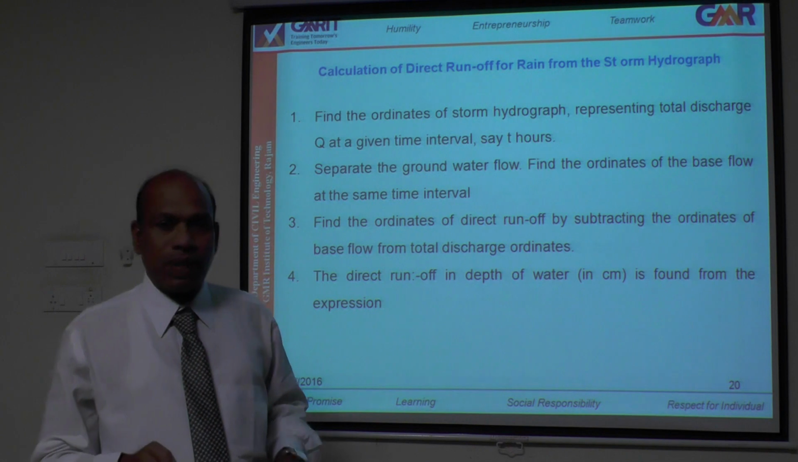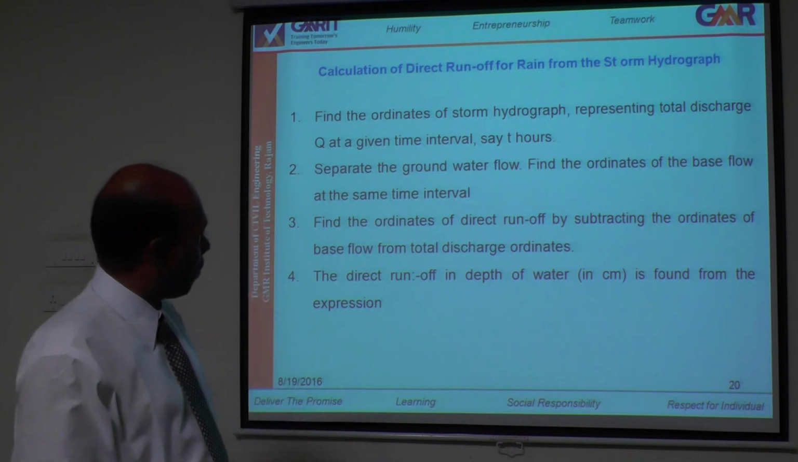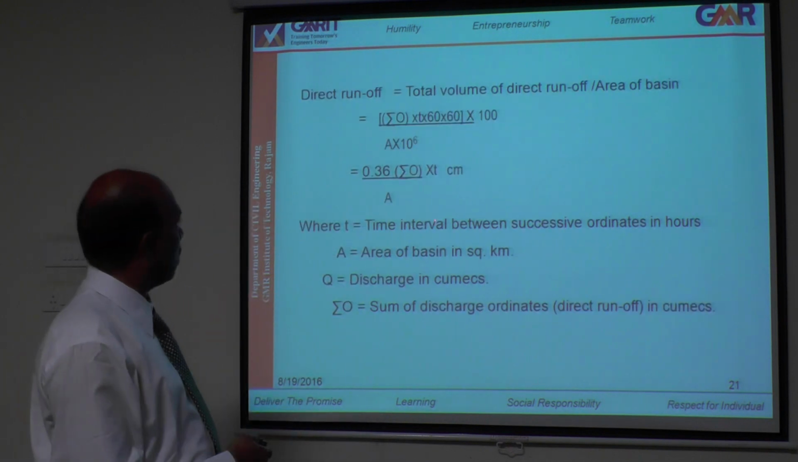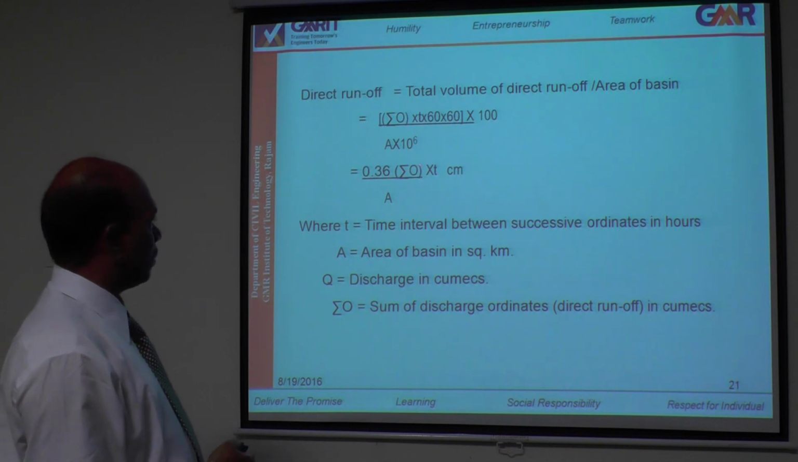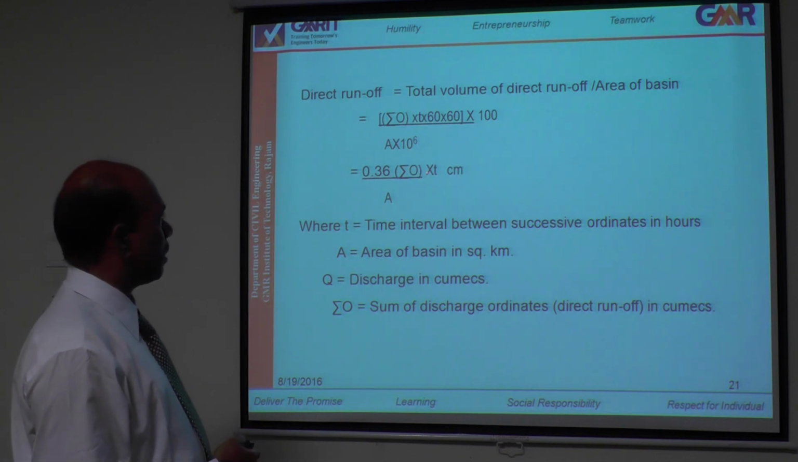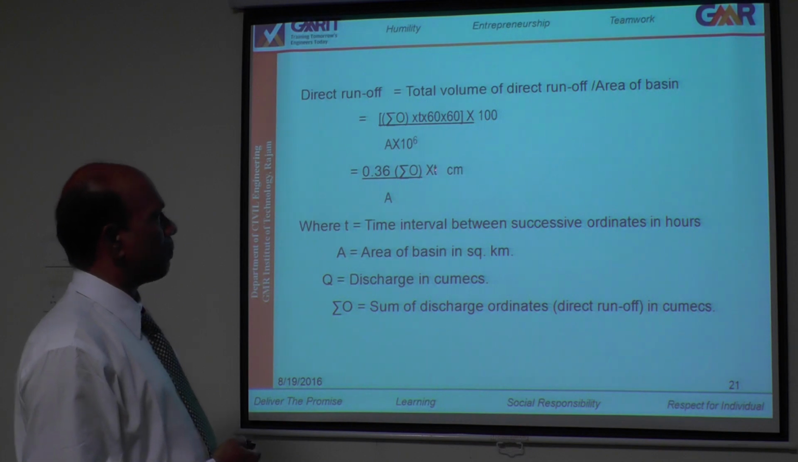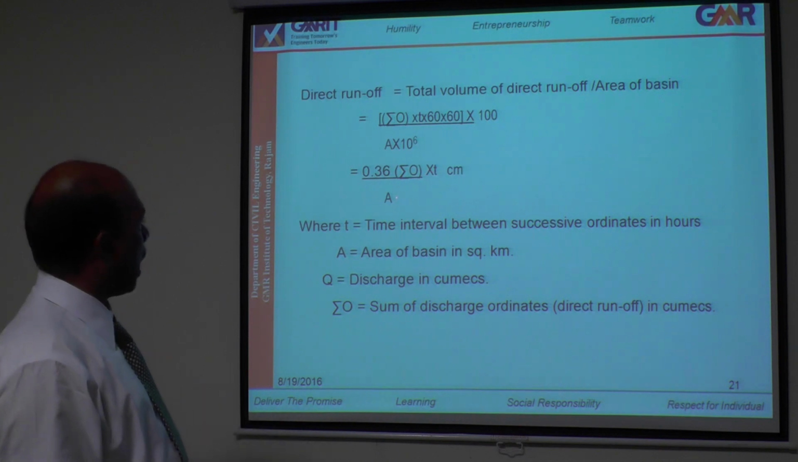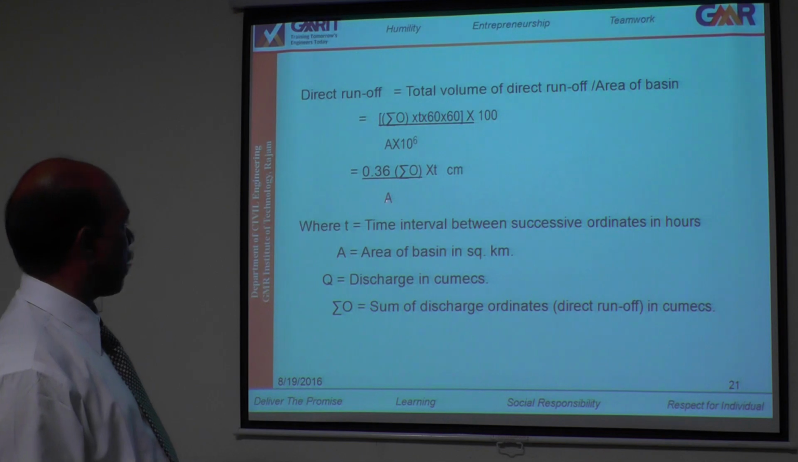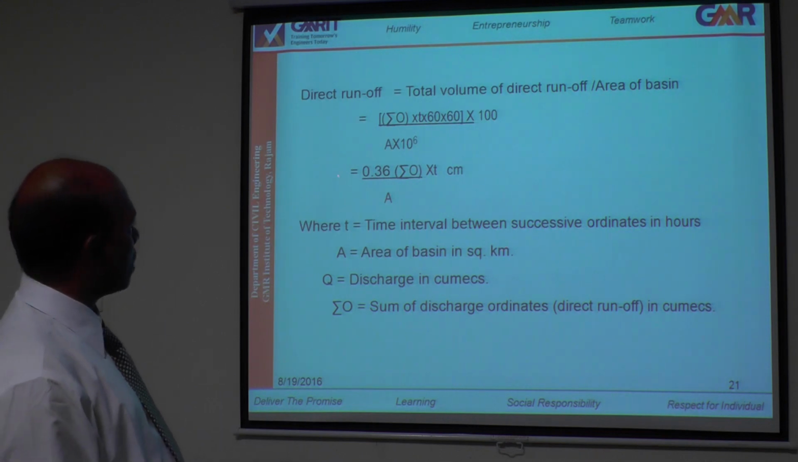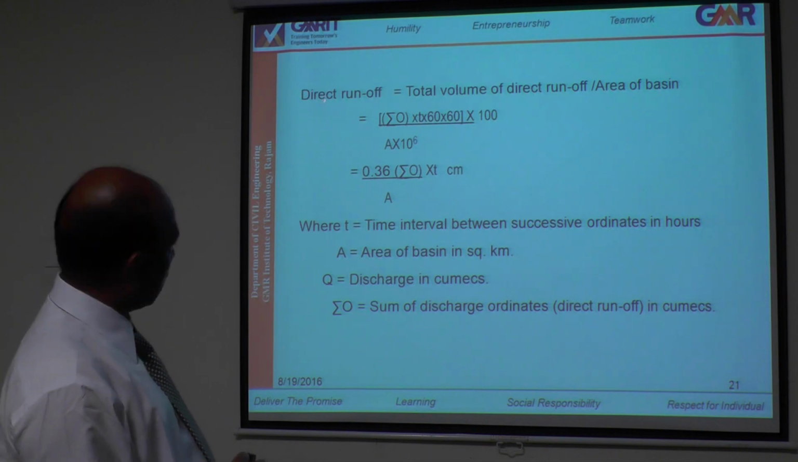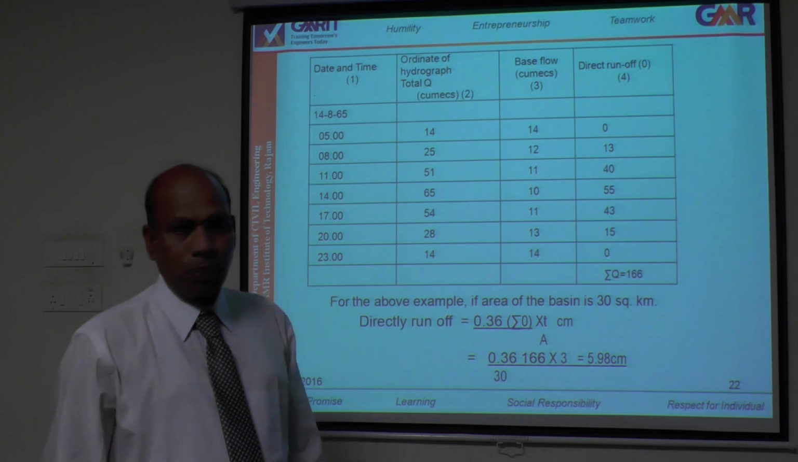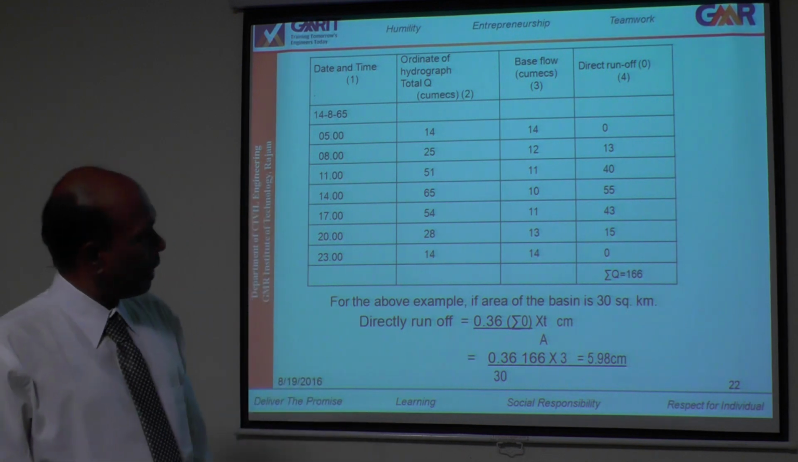For the determination of direct runoff depth, we have one formula, that is 0.36 times the sum of direct runoff ordinates times the time interval, which depends upon the requirement, divided by the catchment area in square kilometers. Then by using this formula, we are going to determine the direct runoff depth. So this is one problem, for example.